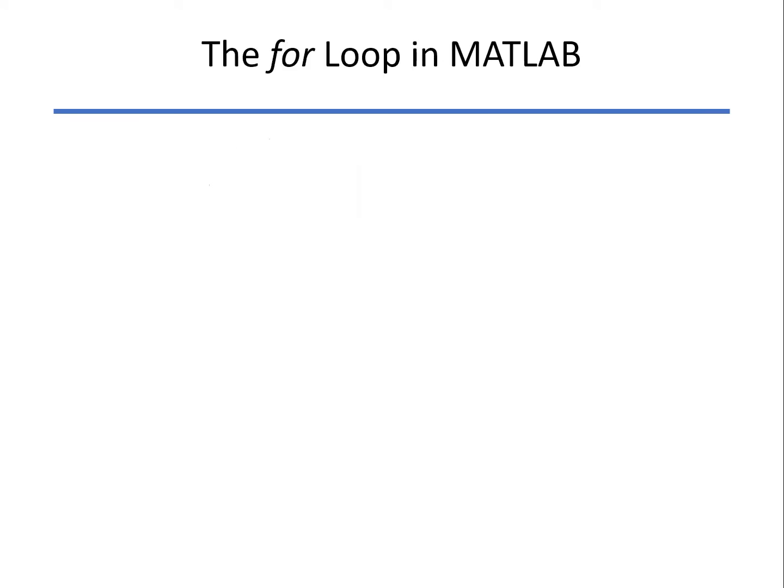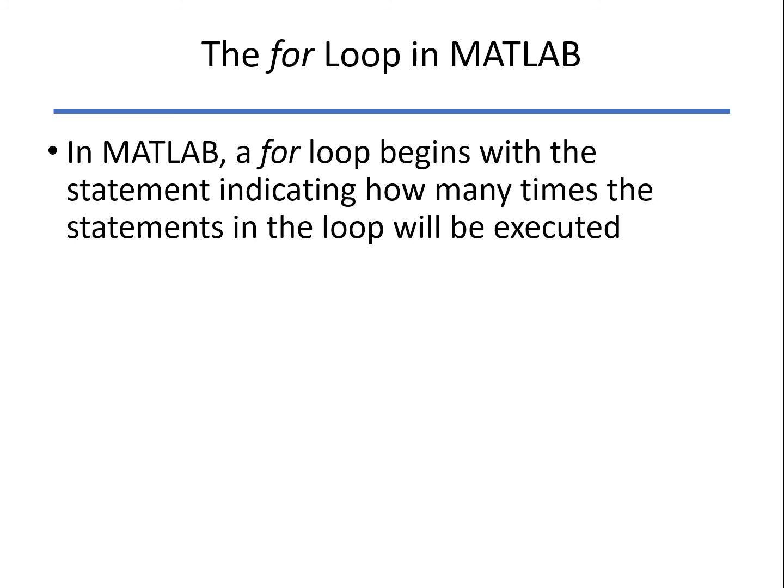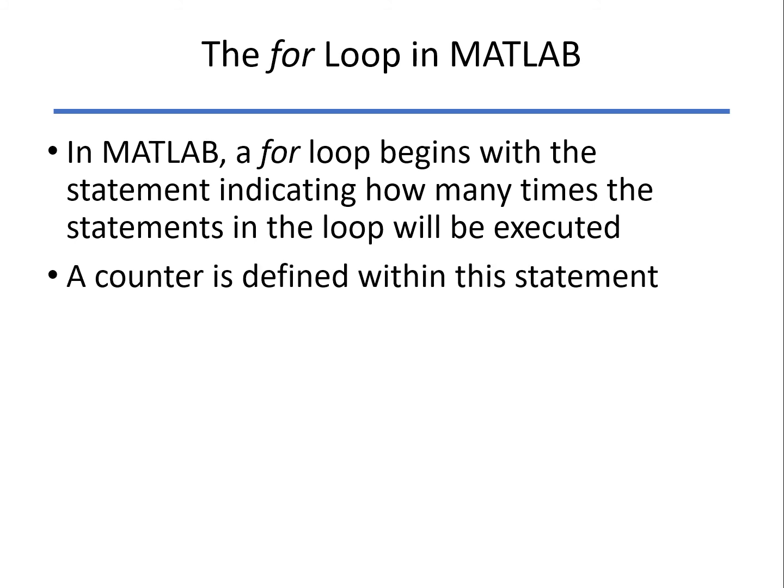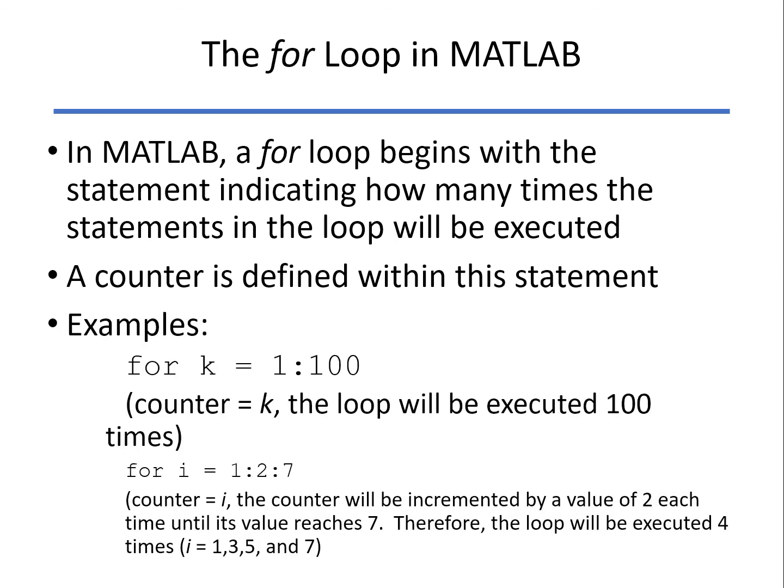Now the for loop, again, is when you know exactly how many times you're going to go through the loop. And so you start out, you have to have a counter with the for. So you can see that the first one says for k = 1:100. That means you're going to go through 100 times. In the second case, for i = 1:2:7, that means that the first time through, that counter will be 1. The second time through, it'll be 3, then 5, and then 7. So the number in the middle is the increment.